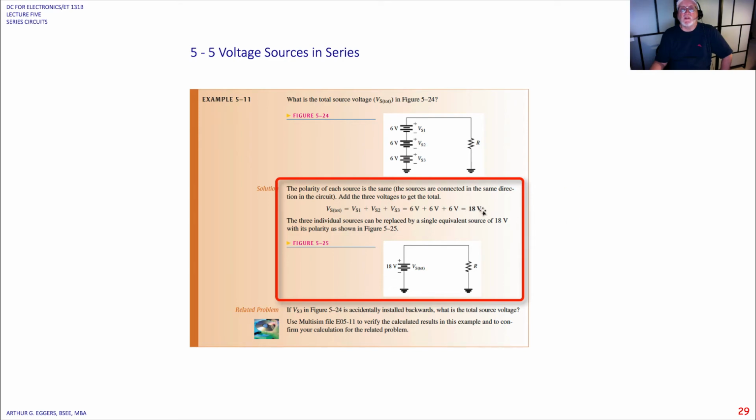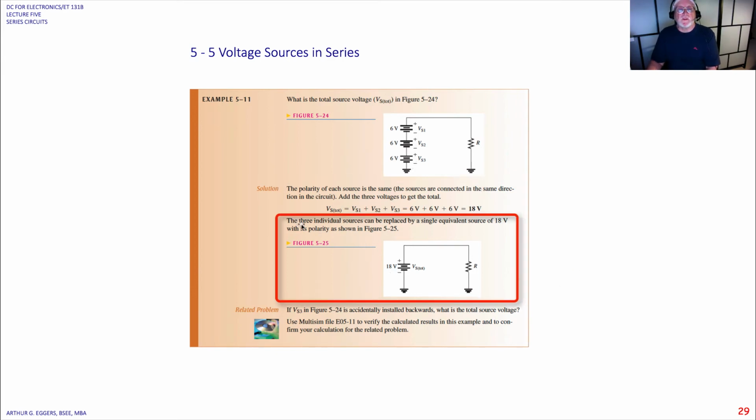voltage. So the voltage increases, the current will be the same in each of these. Remember that. Whenever you're lashing batteries together, if you put the batteries in series, you increase the potential, the voltage, but you do nothing with the current. So the 3 individual sources can be replaced by a single equivalent source of 18 volts. So there's your equivalent across a resistor.